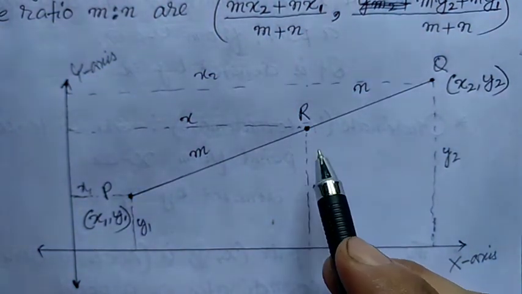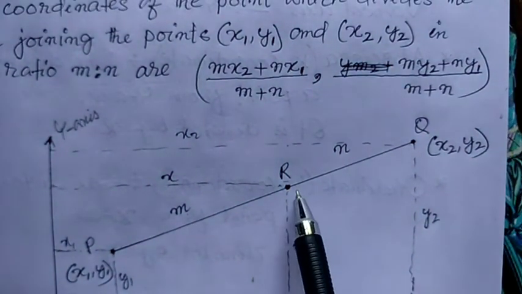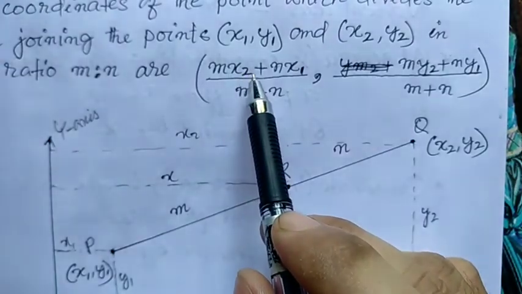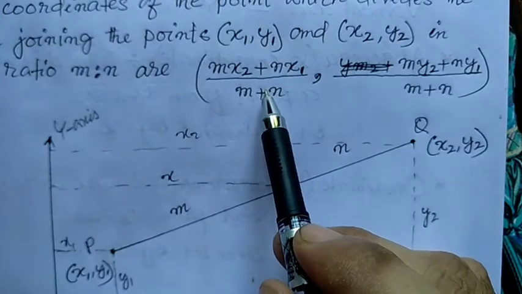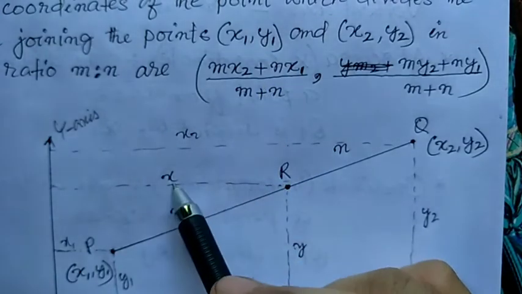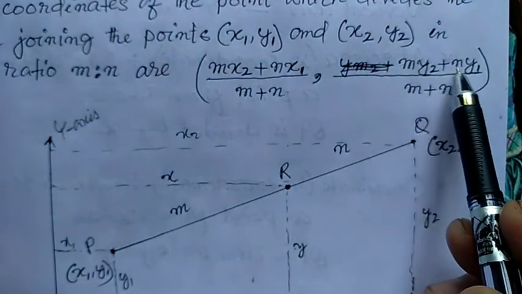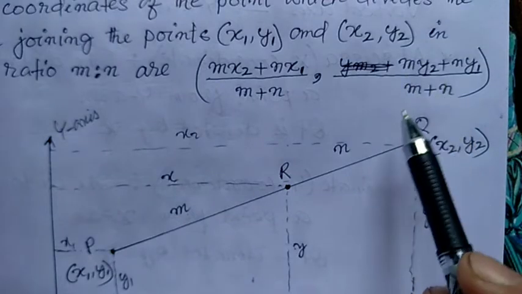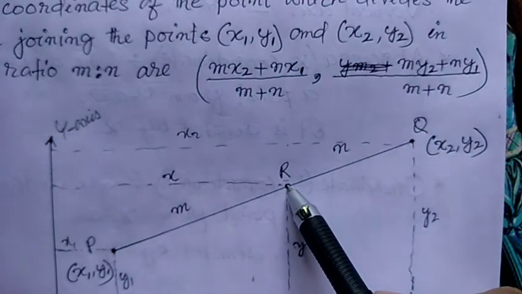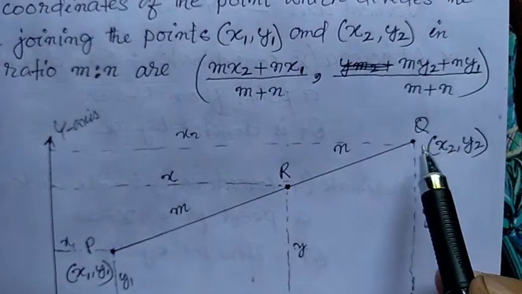If you want to find this, it is given here in the section formula. The coordinate of this point R is mx2 plus nx1 divided by m plus n. That is the first one, the abscissa, the value of x for point R. Like that, the second part is my2 plus ny1 divided by m plus n, which is the ordinate, the value of y for point R. So this formula will help us find the coordinates of the point dividing any line segment.